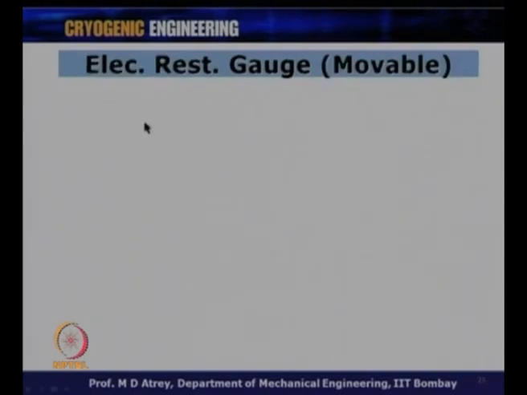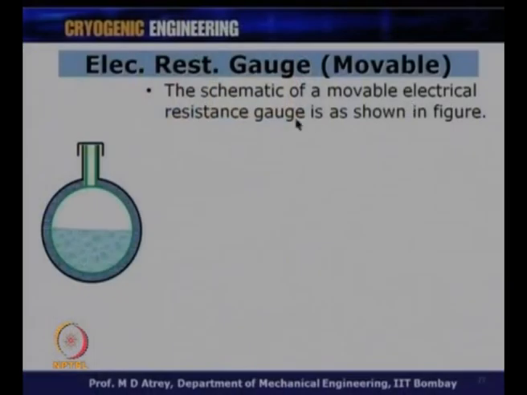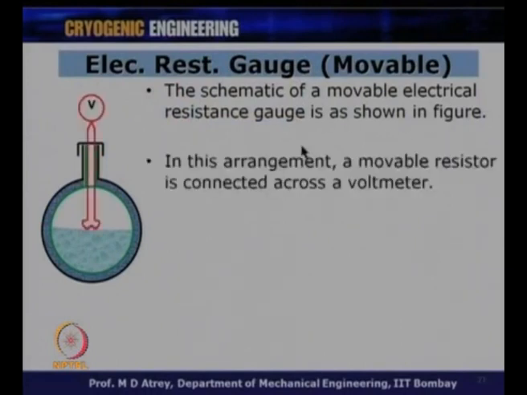Then we go to the next kind of gauge, which is the electrical resistance gauge, and this gauge is movable actually. So, let us see how it works. The schematic of a movable electrical resistance gauge is as shown in the figure, and here you can see a movable gauge. In this arrangement, a movable resistor is connected across the voltmeter. So, you can see you have a movable resistor, you can go up and down.